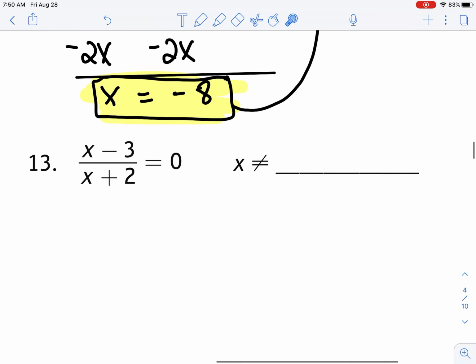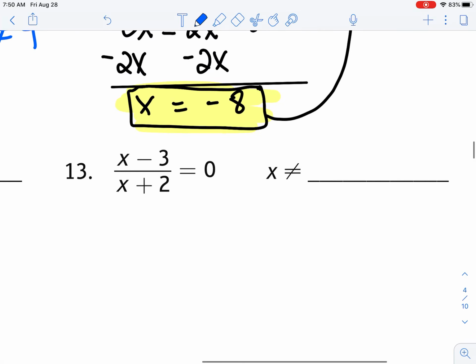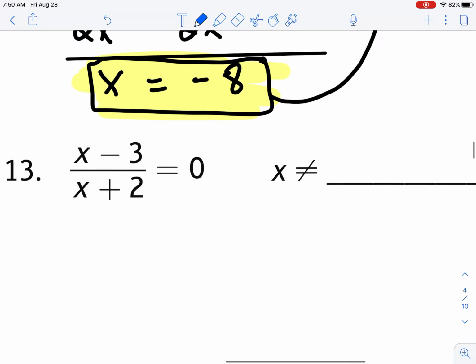All right, last one. So remember, it's okay to get a 0 in the numerator, okay? Sorry, in the numerator, just not in the denominator, because anything divided by 0 is undefined. So this must be 3. 3 minus 3 would give us a 0. 0 divided by anything would lead to this 0. But let's go ahead and prove that. First off, we're going to find our excluded value. The opposite of a positive 2 is a negative 2. So x cannot equal a negative 2.